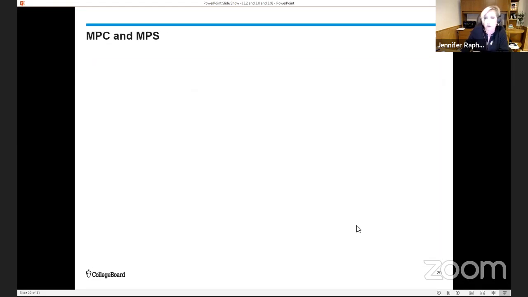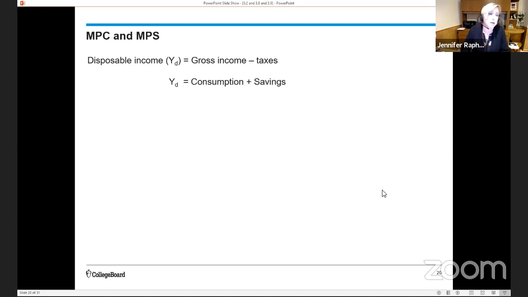And now we have to revisit what you learned way back in the beginning of Unit 3, which was the marginal propensity to consume and the marginal propensity to save. So remember, disposable income, right? There's that Y again to remind us that Y means income. Disposable income is basically equal to your gross income, or the amount that you earn, the amount that you take in, minus taxes, right? The disposable income is the amount that you have left after you meet your legal obligation to pay taxes on your earnings.